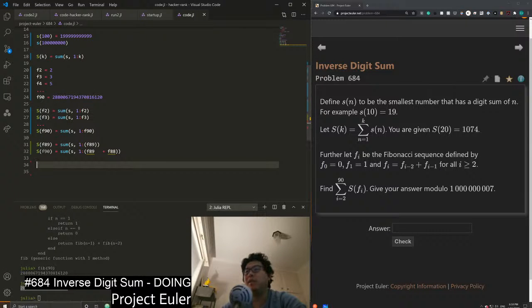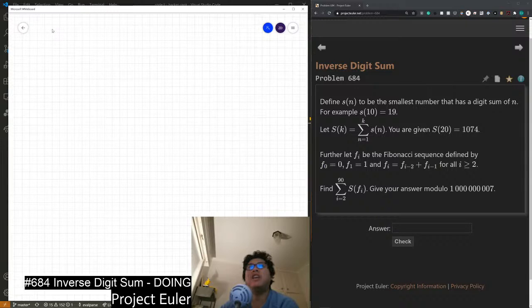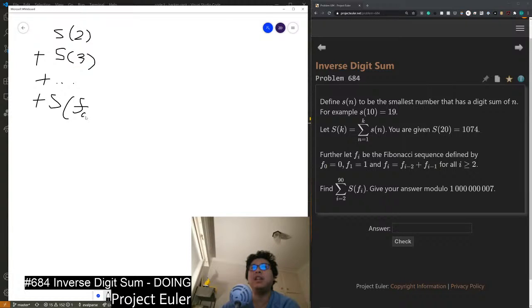I guess they kind of come in groups of 9. I think it's like, that's a small s. We're looking at capital S of 2 plus capital S of 3 plus dot dot dot plus capital S of F90. That's a huge number. But what does it actually equal?